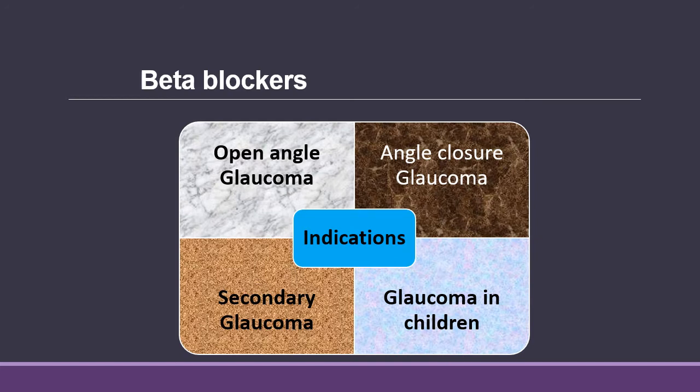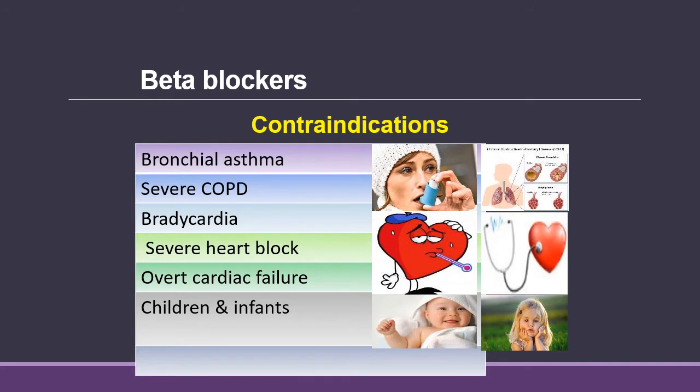So what are the indications of beta blockers? They can be used in various types of glaucoma, such as open angle glaucoma, angle closure glaucoma, secondary glaucomas, and also glaucoma in children. Contraindications are bronchial asthma, severe COPD, bradycardia, severe heart block, and overt cardiac failure, and they should be avoided in young children, that is infants.